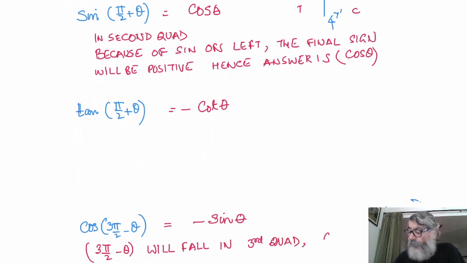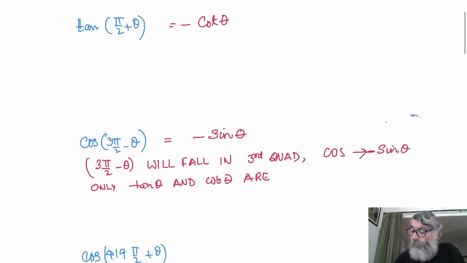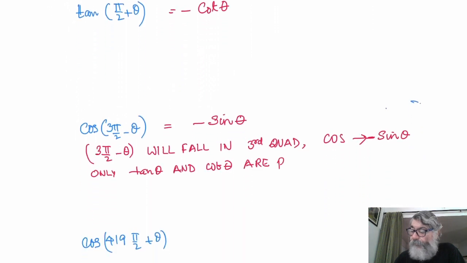Cos will change to negative sine. Only tan theta and cot theta are positive in third quad. In the third quad, they are the only ones that are positive.